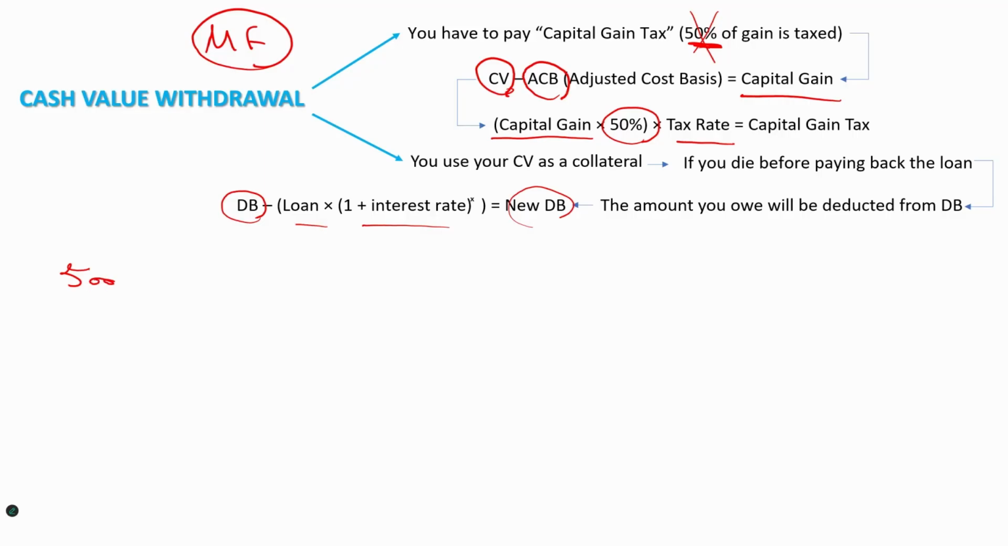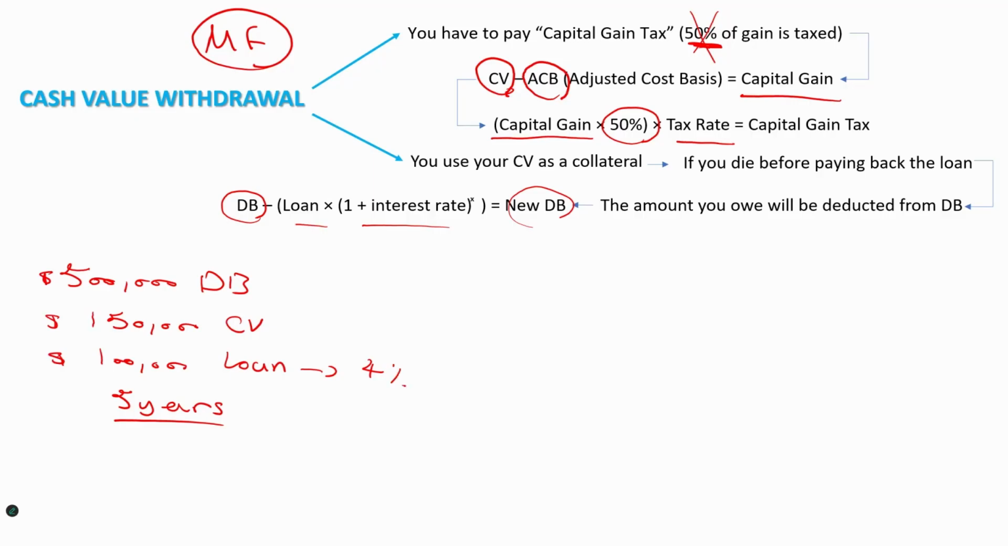Let's say someone had $500,000 of death benefit, all right? And then they had $150,000 of cash value. Also, they take a loan of $100,000, right? After 5 years, they die, and also the interest rate of the loan was 4%. So we want to know what the new death benefit is. So it's really easy. Well, first of all, we have everything that we need.